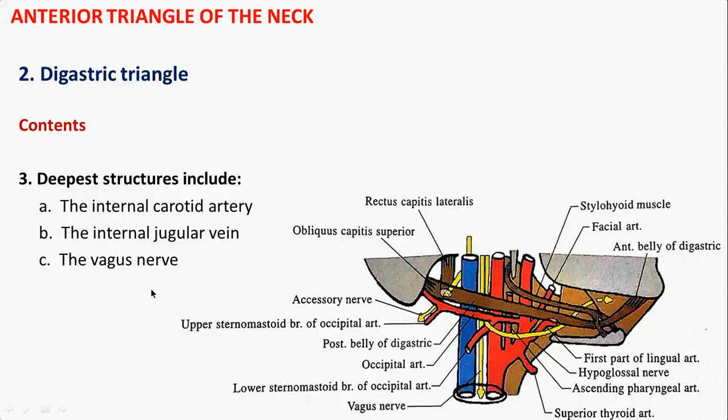Now the deepest structures include the internal carotid artery, internal jugular vein, and the vagus nerve. So we have seen these two triangles, the submental triangle and the digastric triangle. Thank you so much.